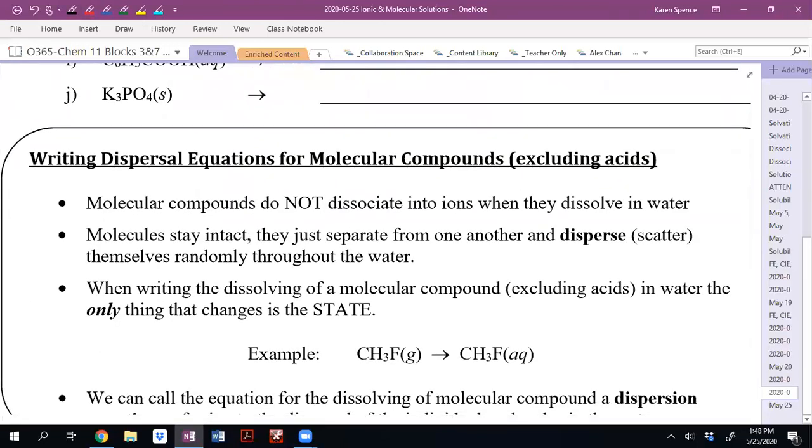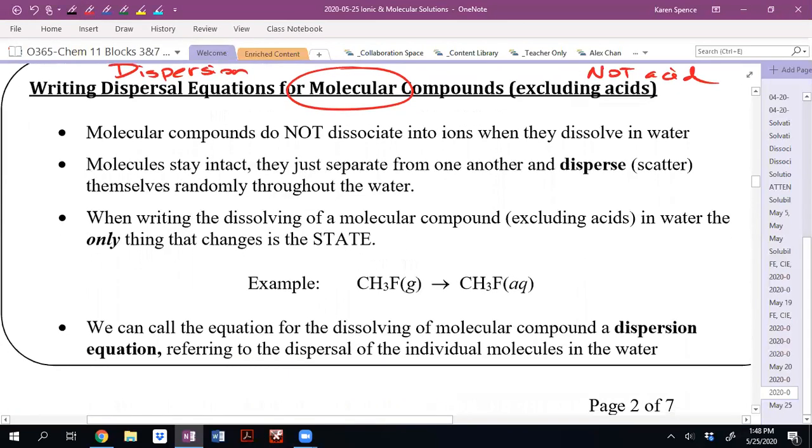Now remember, molecular compounds do not dissociate. They instead undergo dispersion, or dispersal. And these are for the molecular compounds which are not acids. So that's anything that does not begin with an H, which would be an acid, or with an NH4, or a metal. And these are the ones that are super, super easy to write.